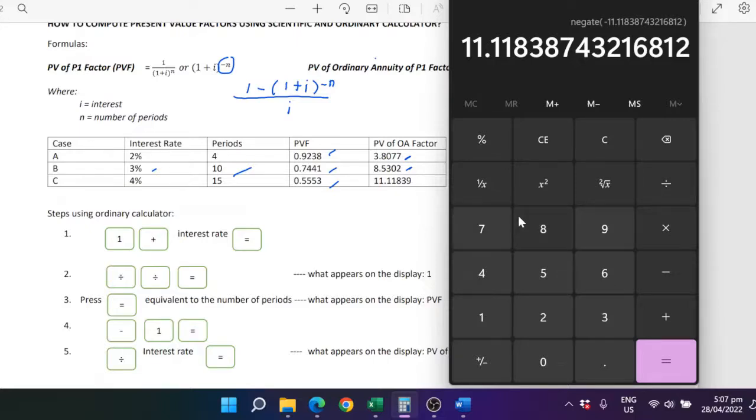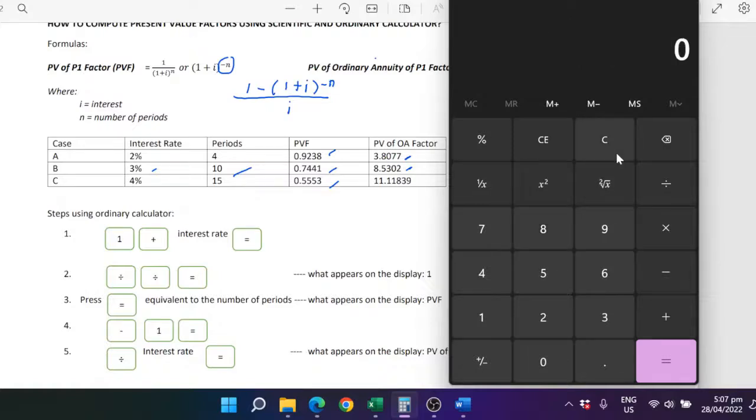I hope you have learned today how to compute the present value factors using the scientific calculator and the ordinary calculator.